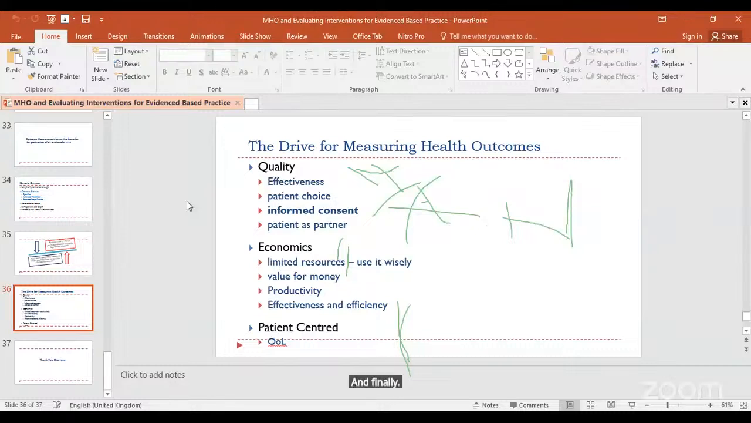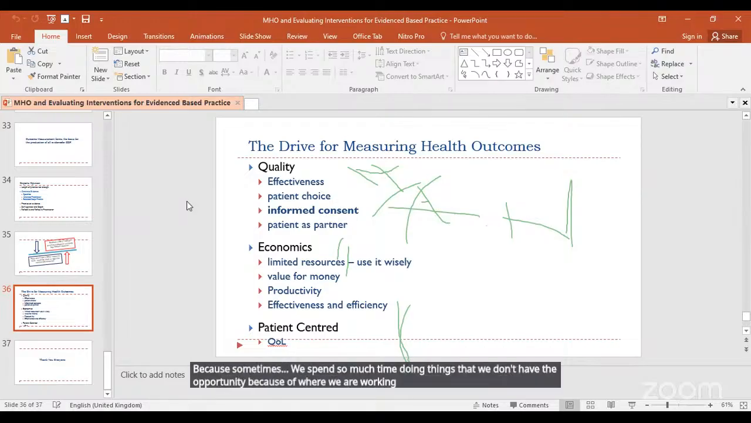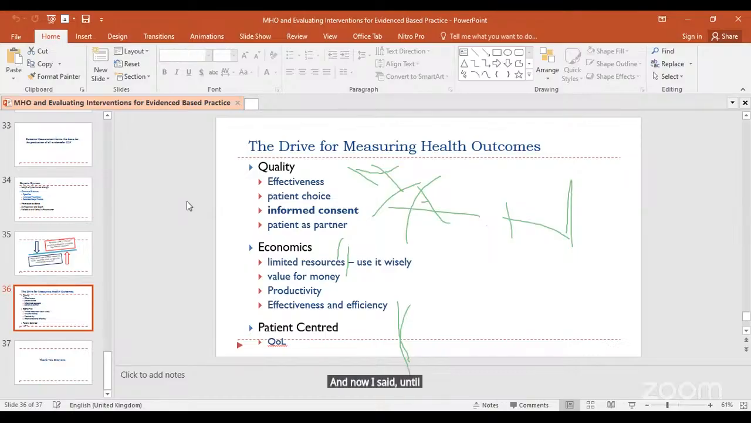And finally, I will say this. Some of the things that I'm talking about here, if I knew what I know today, my practice would have been better years ago. If I knew what I know today, I would have long been in the business. I would have developed myself better and shown a new direction to my life. Because sometimes we spend so much time doing things that we don't have the opportunity, because of where we are working, to reflect on ourselves until it is too late. And by that time, we might not even have the opportunity to take steps back because we've wasted so much time on things that we should not have wasted our time on.